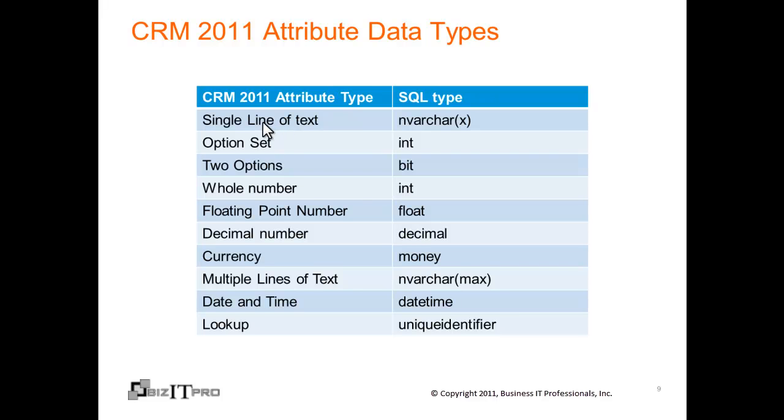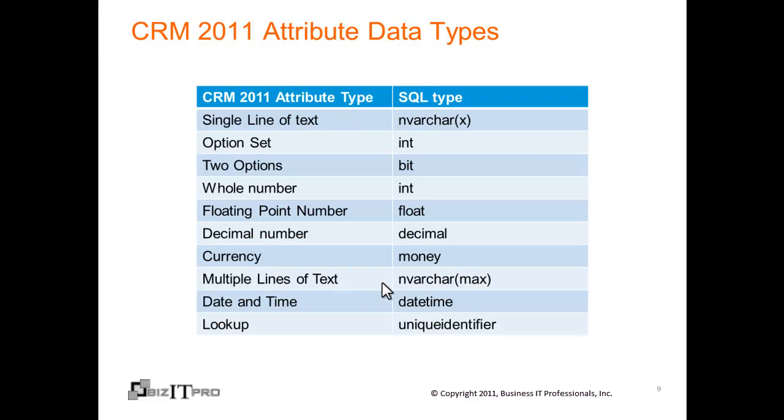We can create a single line of text, which translates into nvarchar(x) under SQL. An option set. Option sets allow us to basically provide a pick list, and it's stored in the SQL database as an integer. Two options, which is basically a yes or no field, or a bit field. Whole numbers, which are stored as integers. Floating point numbers, stored as float. Decimal numbers, which are stored as decimal. Currency, which is stored as a money field.